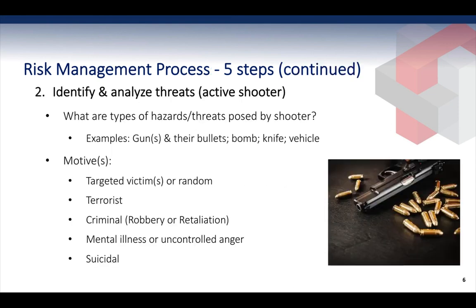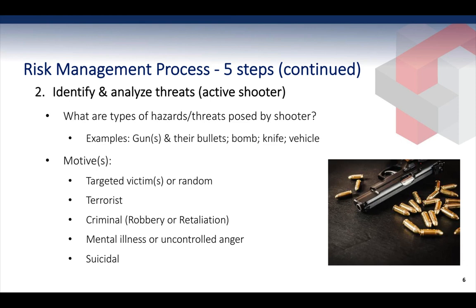The second step is to identify and analyze the threat. Identifying, that's the easy part. Analyzing, that's the more complex part. The threat is the active shooter, but the other part of the threat is the active shooter's weapon. Sometimes more than one weapon. Sometimes there's a vehicle involved, sometimes there's a knife involved, sometimes there's an improvised explosive device involved. So you have to consider the possibility of multiple weapons from that threat.